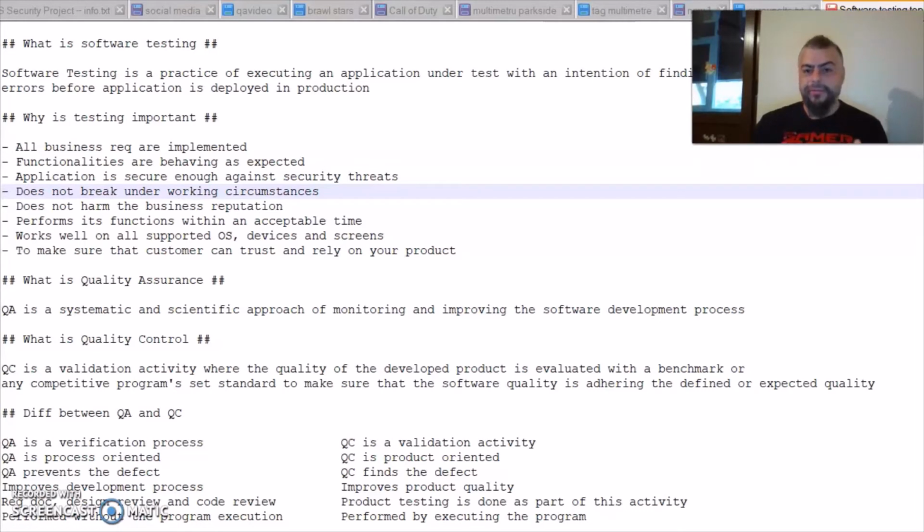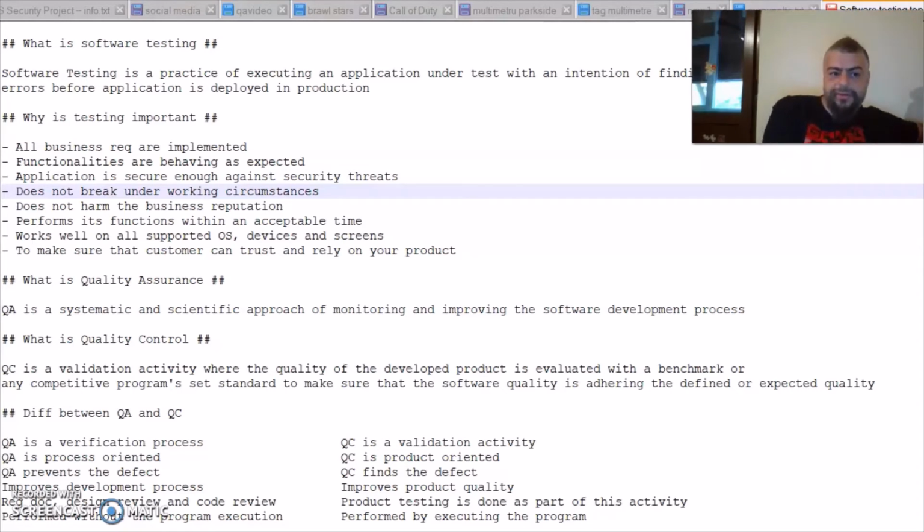Does not harm the business reputation. Again, you have to be very careful to maintain a clear line between the products that your company produces. They have to all look a certain way. They will have to behave a certain way. All right. Again, these are company standards, and they will most likely be related to your development team, and they will have to be applied accordingly to the business rules and the company rules. All right.